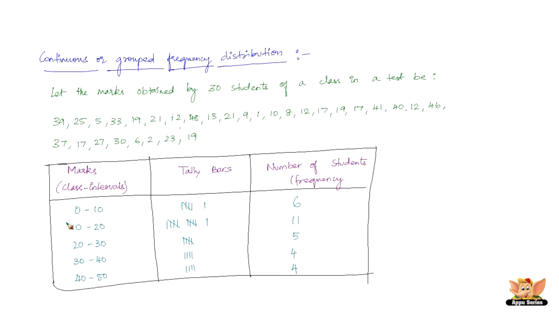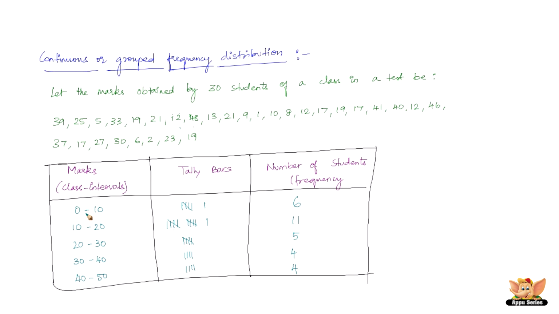Now let me come to this. If you consider the way we've split this, it is 0 to 10 and 10 to 20. So what does it mean? Now where do we write the marks of 10? Do we write it in the first row or the second row? I'm coming to that in the forthcoming video.